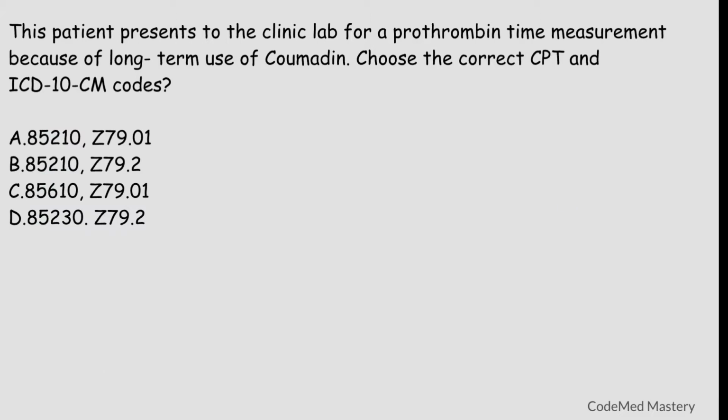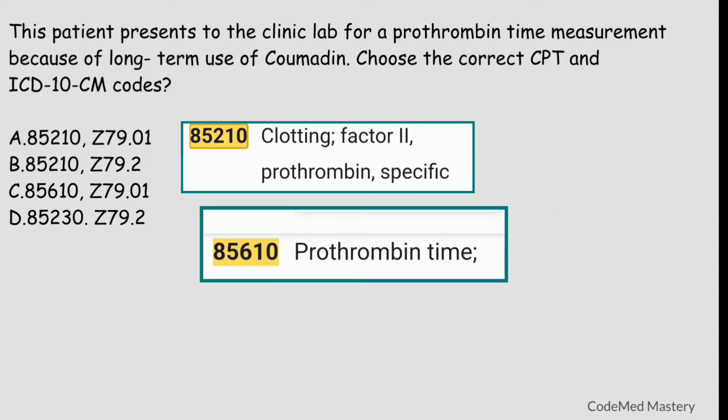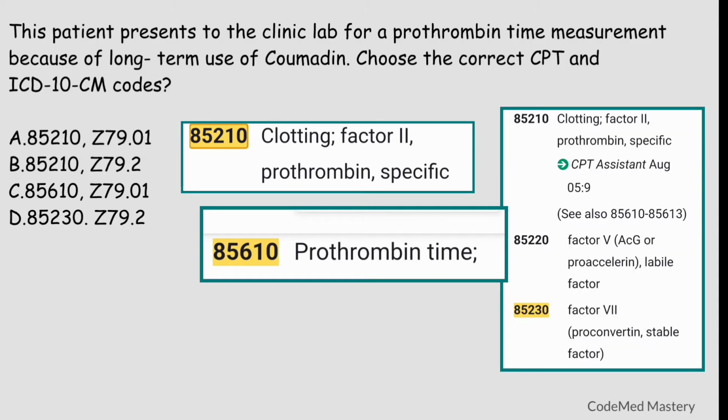Check option A and B first code 85210, that is for clotting factor 2 prothrombin specific, and in option C 85610 is for prothrombin time and 85230 is for clotting factor 7 pro-converting stable factor. So which among these is the right code? If you selected 85610, then you're absolutely right, because the code 85610 is for prothrombin time. In the scenario, they have mentioned prothrombin time measurement. So option C is the right answer.